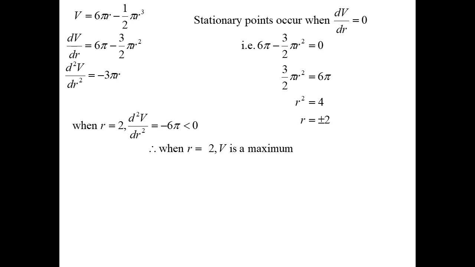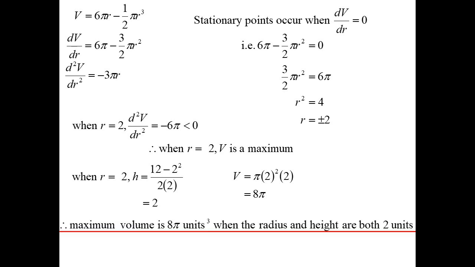Now in this case, they did ask for the dimensions of the bucket, so let's work all that out. We know the radius is 2. We came up with a formula for h because we made h the subject. Coincidentally, also 2. And what was the other thing they wanted us to find? Oh, the actual volume itself turns out to be 8 pi. So we answer the question. Well, the maximum volume is going to be 8 pi units cubed, and this will happen when both the radius and the height are 2 units.